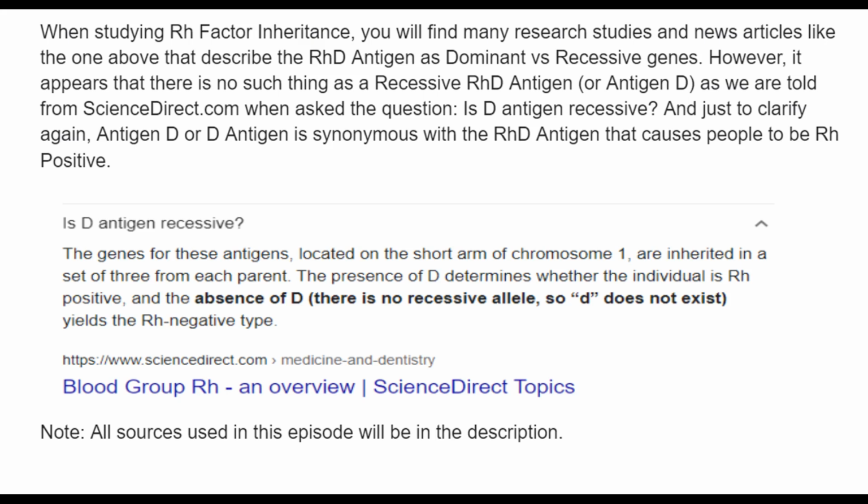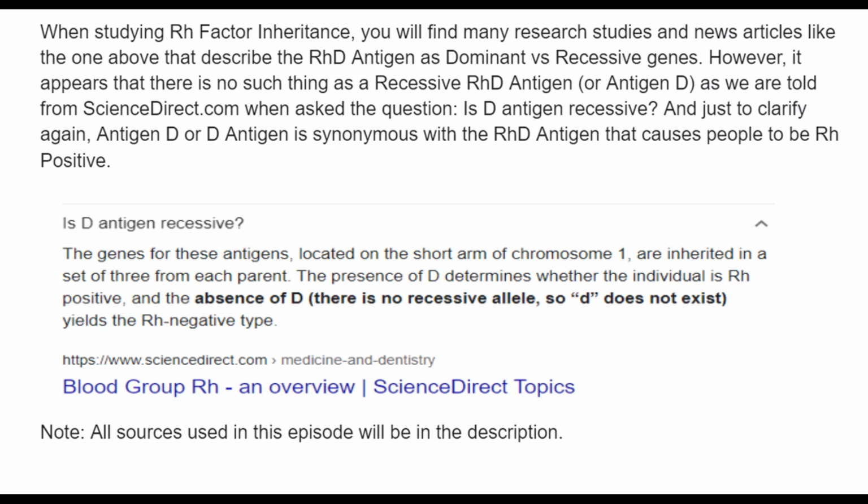That means you're Rh negative. That's because it is an antigen, a pathogen. It's not like blood types, and it's not inherited in the same way. So basically what the article is saying is that there's no such thing as dominant versus recessive when it comes to the Rh factor. You either have the antigen and you test positive, or you don't and it doesn't exist. There's no such thing as recessive. It's not inherited that way.